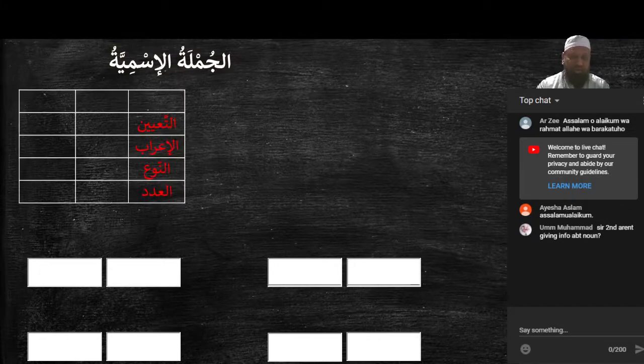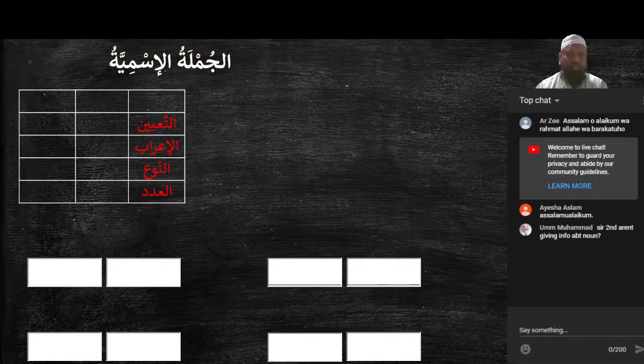Now, here al-jumlatul ismiyah. We are going to make some jumla ismiyah here. So before that, what we have learned, let's go through the four properties of ism. Have these four properties of ism in front of us. When we make the mubtada, we have to identify, are we applying these four properties or not? When we make the khabar, we look at it, are we applying these four properties or not?